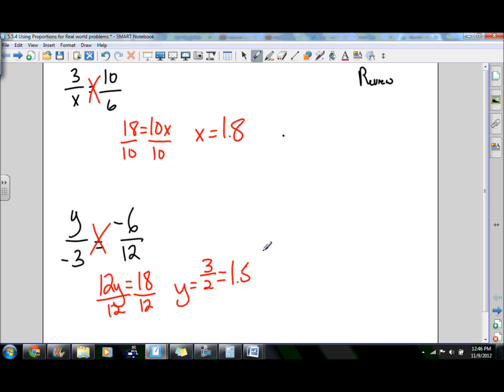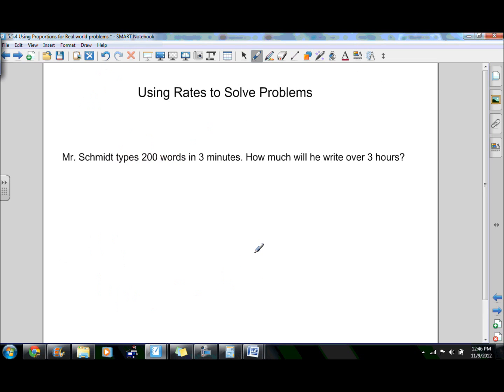Alrighty, we're going to use those skills to start doing some more interesting problems here. So, for example, Mr. Schmidt writes 200 words in 3 minutes. How much will he write over 3 hours? Well, I'm trying to make two proportions here. So I set that up like I normally do. I'm going to put words on top here, and I'm going to put minutes on bottom here, which means for this one I would have to do words, and I'd have to turn this to minutes.